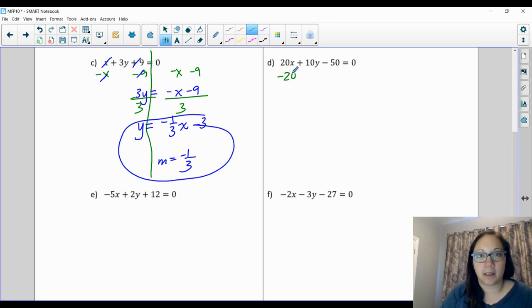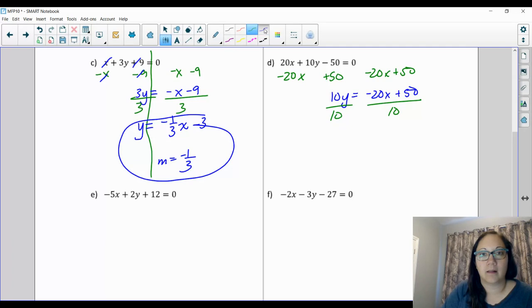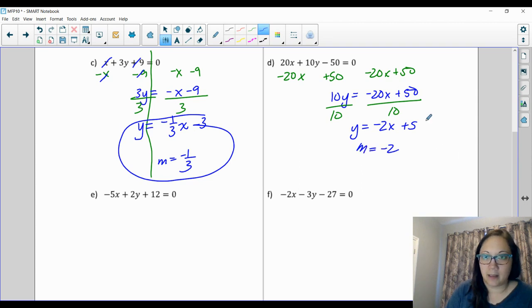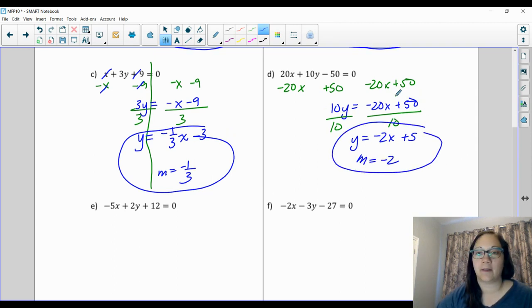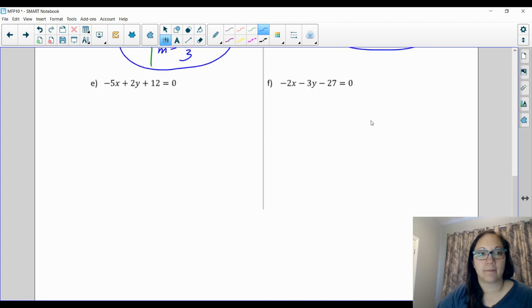On our next one here, I'm going to subtract 20x and add 50 to each side. That leaves me with 10y is equal to -20x plus 50. Obviously, I need to get rid of this 10. So I end up with y equals -2x plus 5. So the slope here is -2. No need to write -2 over 1. -2 is fine. Last two examples here.